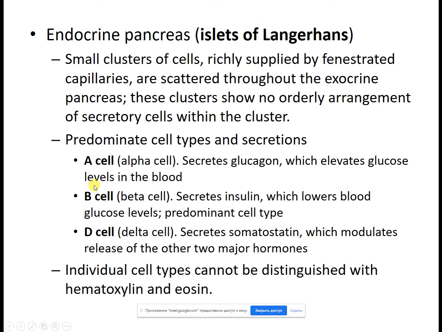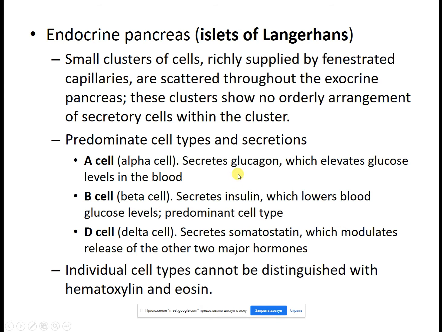Beta cells secrete insulin. Mainly in clinic, you will discuss beta cells. You heard about beta cells, which lower blood glucose levels, and this is the predominant cell type. You see, glucagon is not the only hormone which increases the glucose level in the bloodstream, but insulin is the only hormone which decreases glucose level.